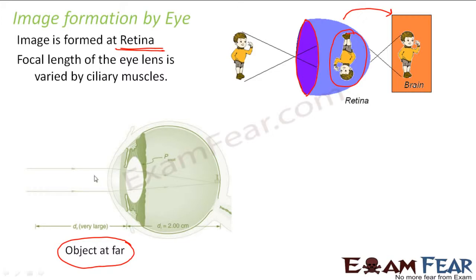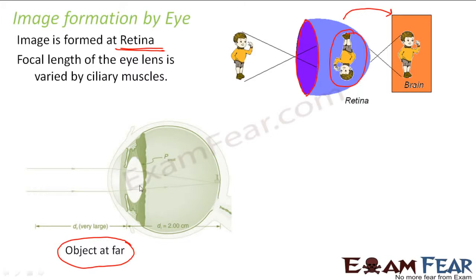When it is viewing a distant object, the ciliary muscles will get relaxed. So the ciliary muscles will let themselves loose. As a result, the focal length will increase. If the ciliary muscles relax, the lens will flatten out. So the lens becomes thinner. As a result, the focal length is increasing. Now, maximum focal length.